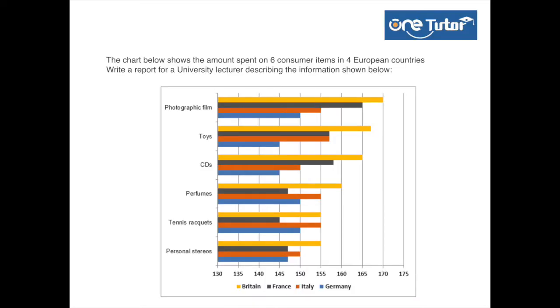So let's look at a question. This one is asking us to provide a report for a university lecturer describing the information shown below. Now really you want to focus on the main features. That's what you want to start with. That's really what your plan is about. You can write a detailed plan, but I suggest you start looking at the main features as the basis of any plan.